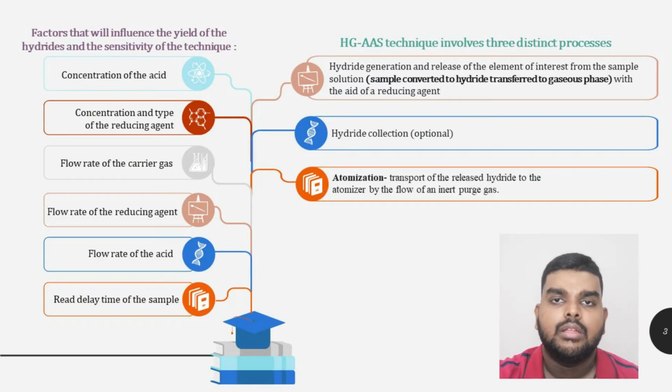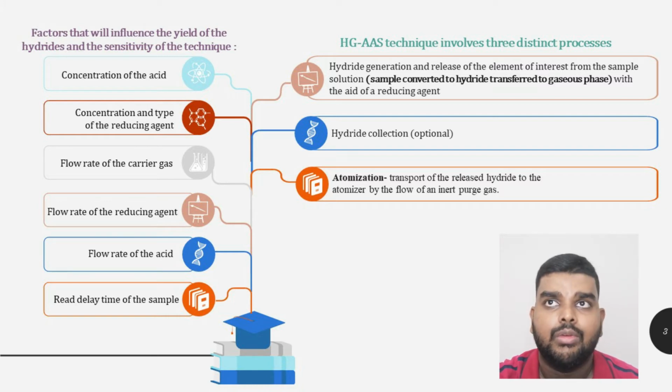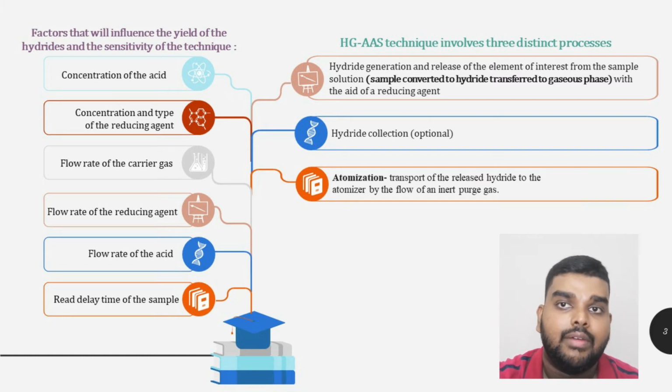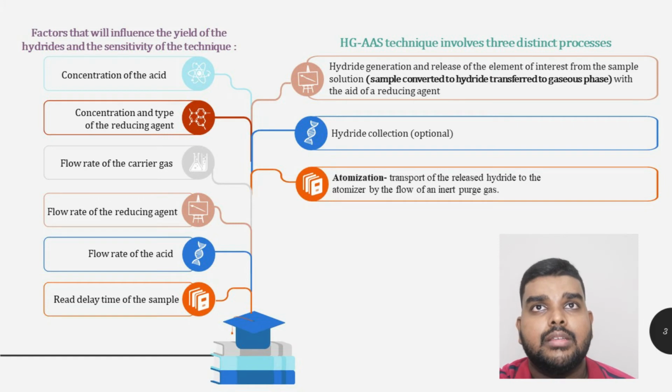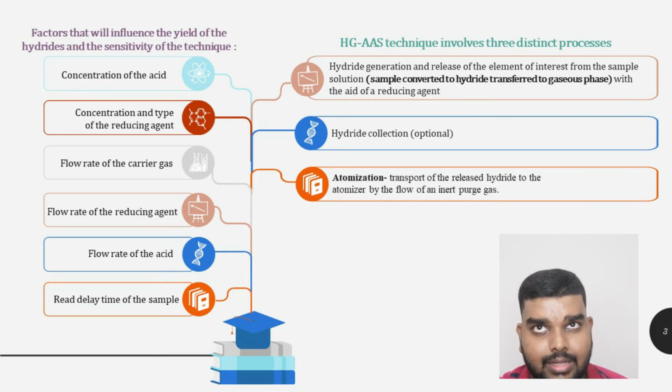Now, the hydride generation technique involves three distinct processes. The first one is hydride generation and release of the element of interest from the sample solution, whereby the sample solution is converted to the hydride and transferred to the gaseous phase with the aid of the reducing agent. Next, which is optional, is the hydride collection. Then finally is the main step, which is the atomization, whereby the released hydride is transported into the atomizer by the flow of inert purge gas.